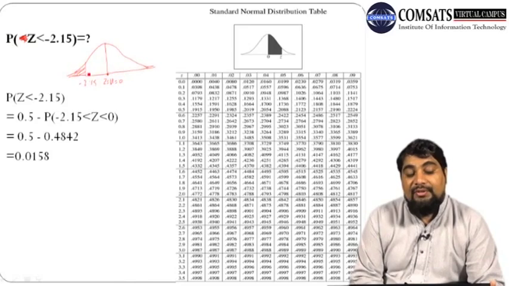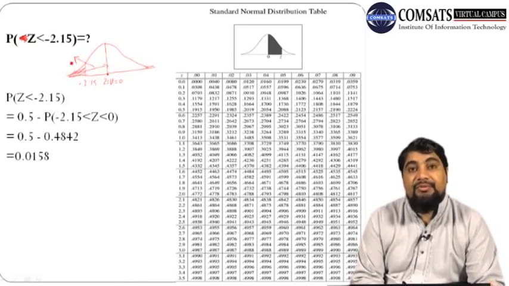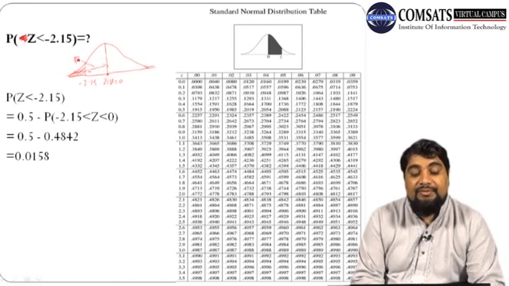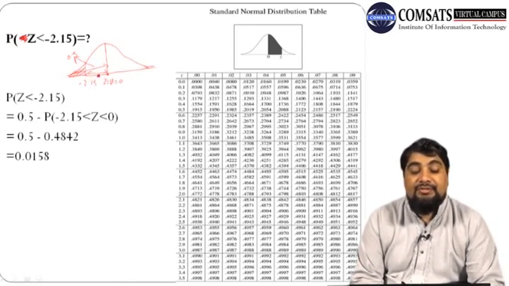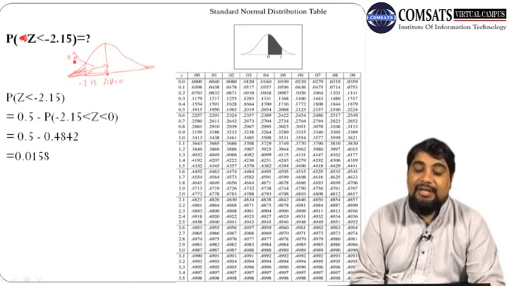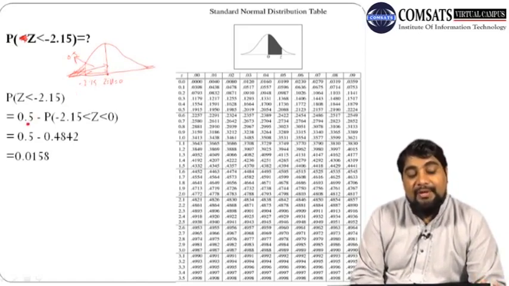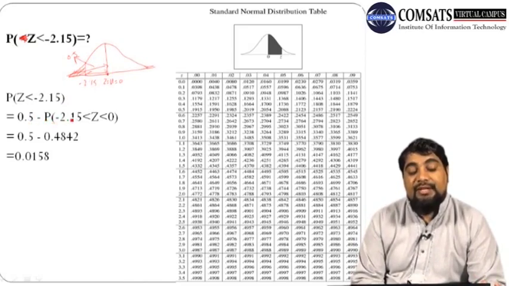Again we know that this is 50%. From -infinity to 0, it is 50% or 0.5. If we subtract the area from -2.15 to 0 from 0.5, we get the desired shaded area. So it is equal to 0.5 minus the probability that -2.15 is less than z less than 0.